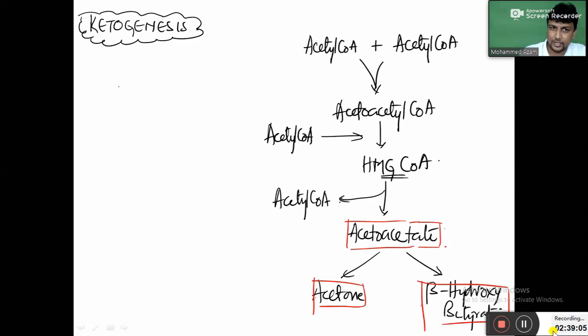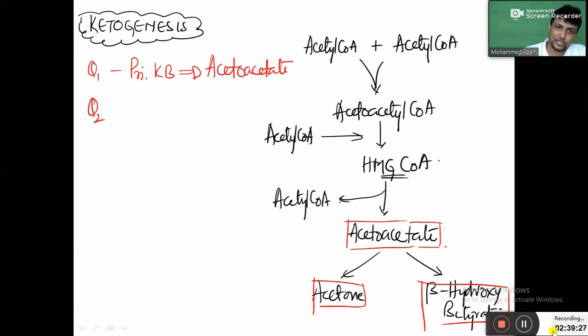Then what are the questions? Write down the 3 questions possible. Question number 1, they'll ask you which one will be the primary ketone body. Out of the 3 ketone bodies, which one is the primary ketone body? You can clearly see, yes, it is acetoacetate.